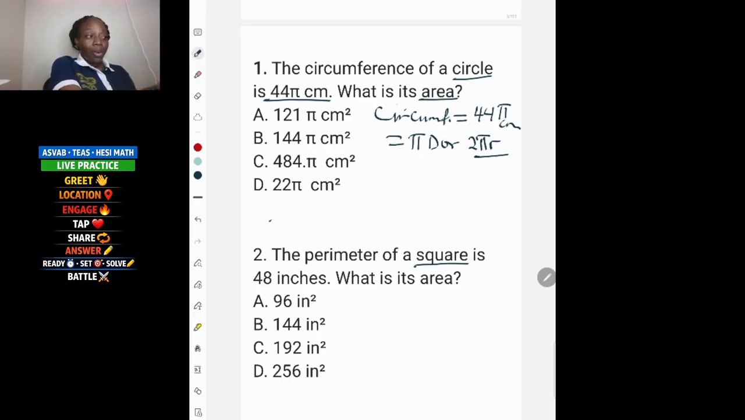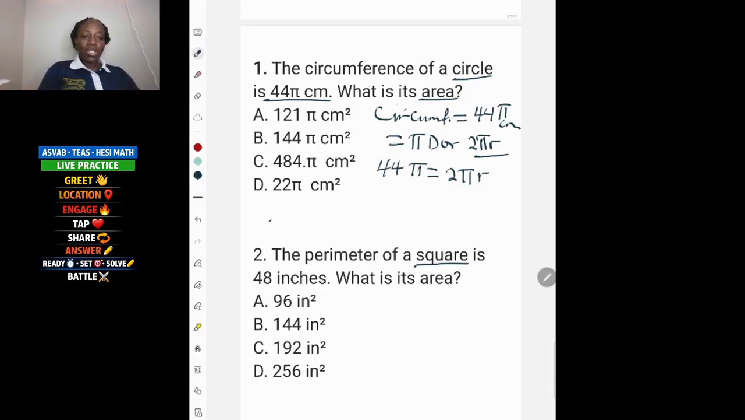So I will just say circumference is 2 pi r. So 44 pi is 2 pi r. Do we understand what I've just put? 44 pi, that's the circumference given to us, and the formula for circumference is 2 pi r. So that's what I've just done. We need r as the subject of the formula here.